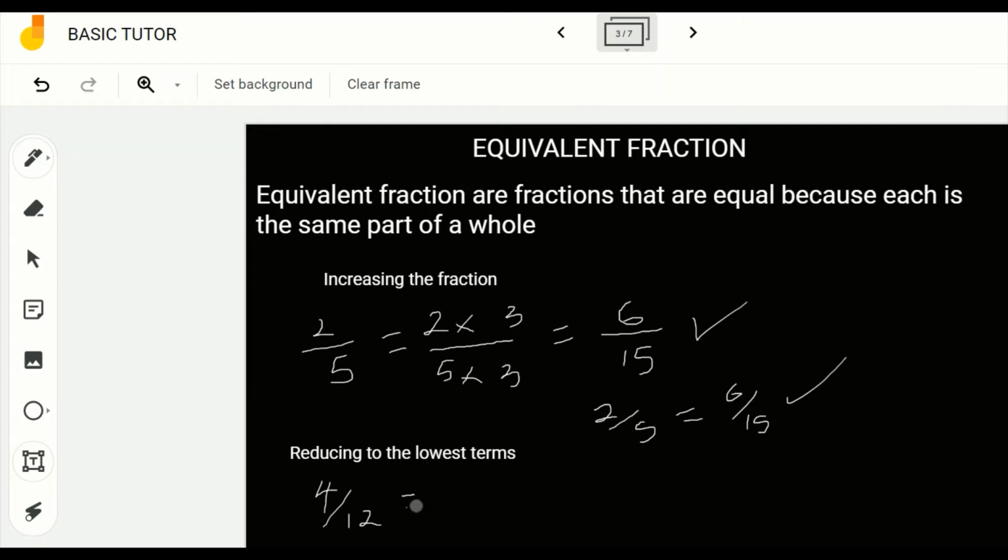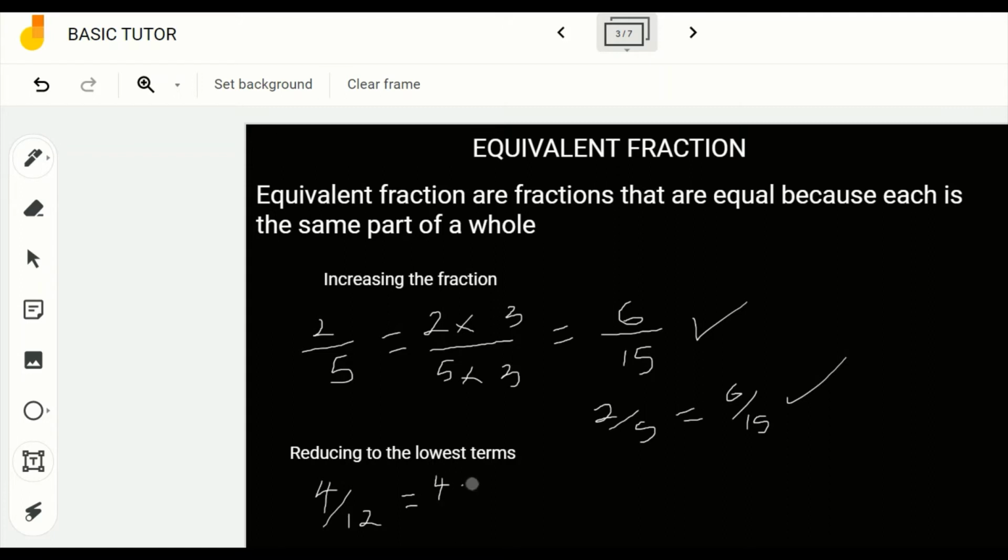Now, for me to get the equivalent fraction of 4 over 12, I can reduce this fraction using any number, or I can divide this fraction by the same number. So for me to get the equivalent fraction of 4 over 12, I can divide both the numerator and the denominator by the same number. So let's use 4.